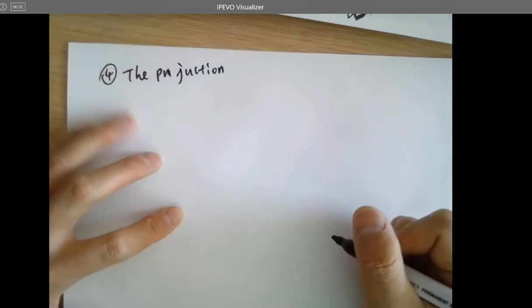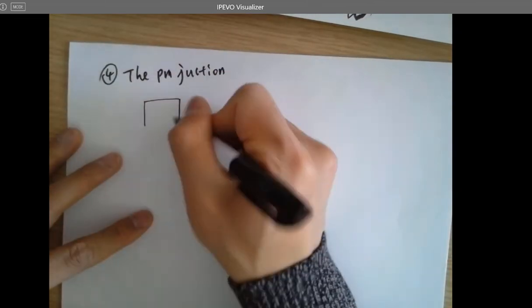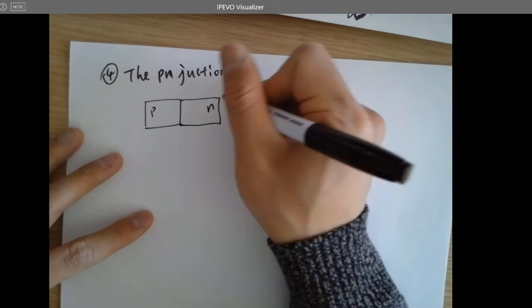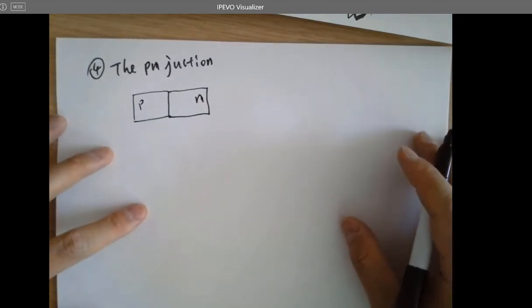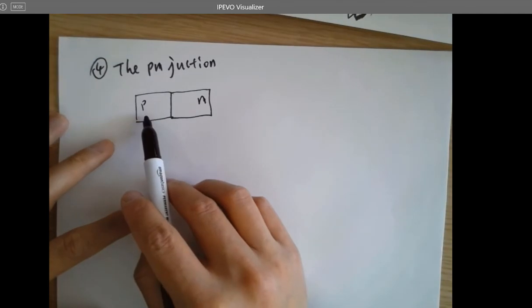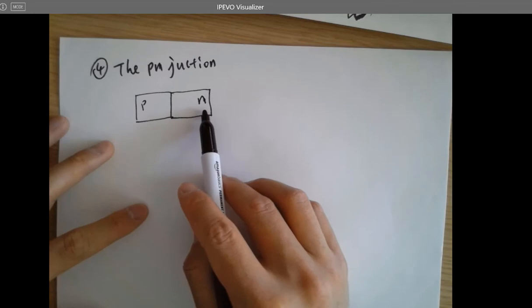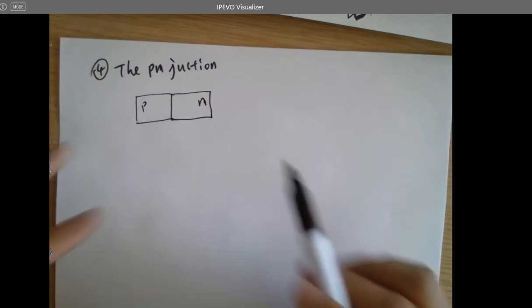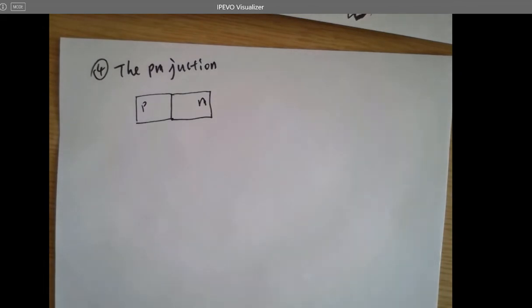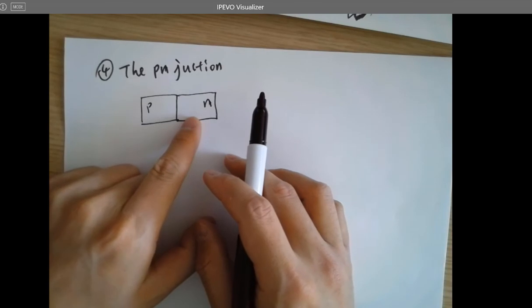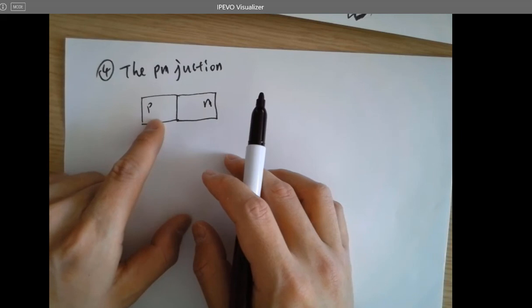So a PN junction is a diode. You put a p-type semiconductor with an n-type semiconductor, and it forms a PN junction. Because the p-type semiconductor has more holes compared to the n-type, and the n-type has more electrons compared to the p-type, because of the concentration gradient, the holes are going to diffuse toward the n-type piece of the junction, and the electrons are going to diffuse toward the p-type of the junction.